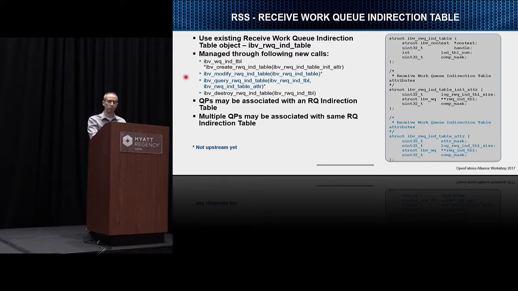Here we see the structures that were defined. Again, the black ones are already upstream and are supported for Ethernet RSS, and we will enable them on IPoIB as well.